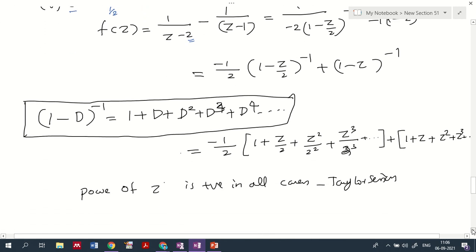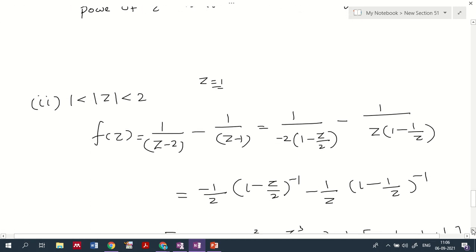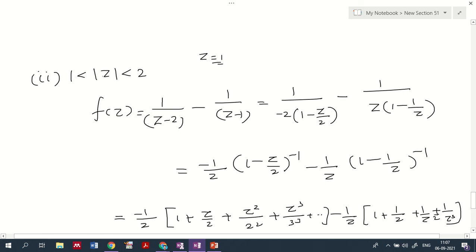Similarly, if you consider the second problem, you will understand better. In this problem, mod z can take a possible value of 1.5, because it is in between 1 and 2, so it is less than 2. In 1 by z minus 2, I have to take minus 2 outside, because mod z is less than 2. In the second case, 1 minus z minus 1, mod z is greater than 1. So in that case you have to take z outside, then execute the remaining problem. Those are the two conditions I have executed.